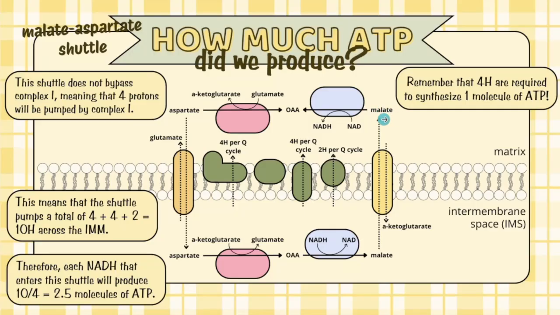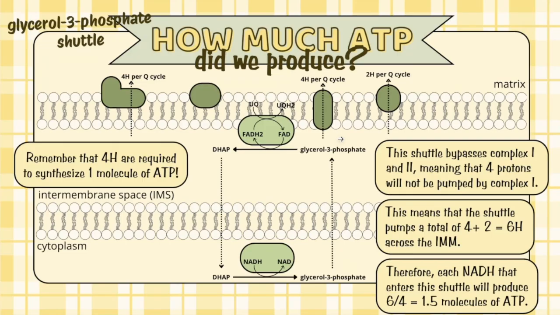Now, malate in the matrix will be converted back to oxaloacetate, and it will donate its electrons to NAD. Because we're donating the electrons to NAD, we're not bypassing complex 1. So we can pump 4 protons through complex 1, 4 through complex 3, and 2 through complex 4, which is a total of 10 protons pumped across the inner mitochondrial membrane. So this process does not bypass complex 1, whereas the other one does, because FAD is the acceptor, not NAD.